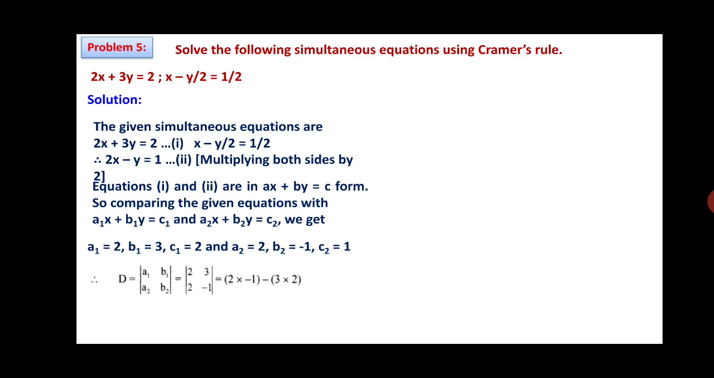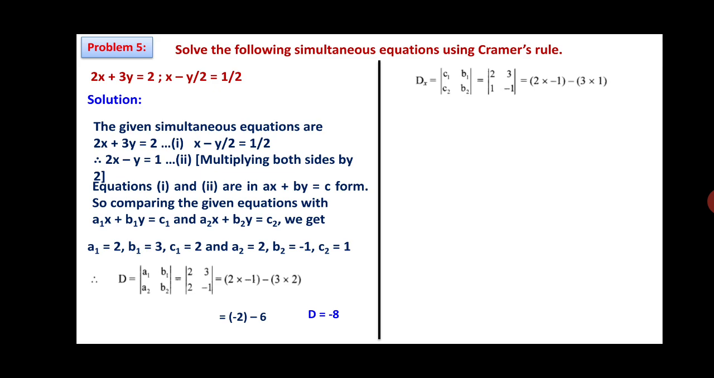Friends, we'll calculate now the determinant D is equal to a1 a2, b1 b2. Substitute the values 2, 2, 3, minus 1. So 2 into minus 1 minus 3 into 2. So it will be 2 ones are 2, minus 2, and minus 6. That will be D is equal to minus 8.